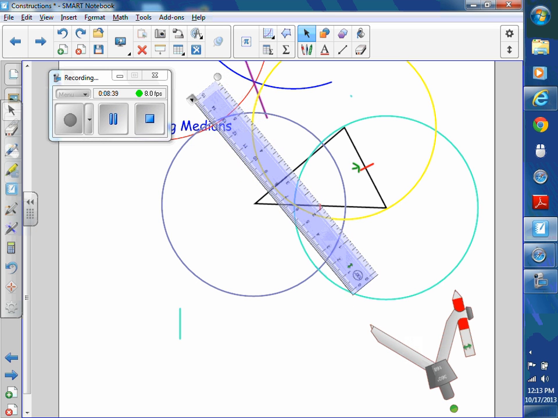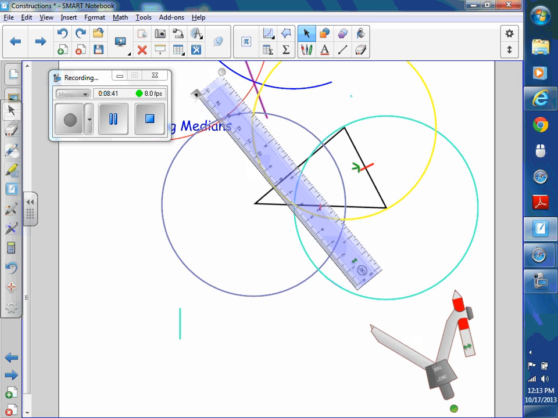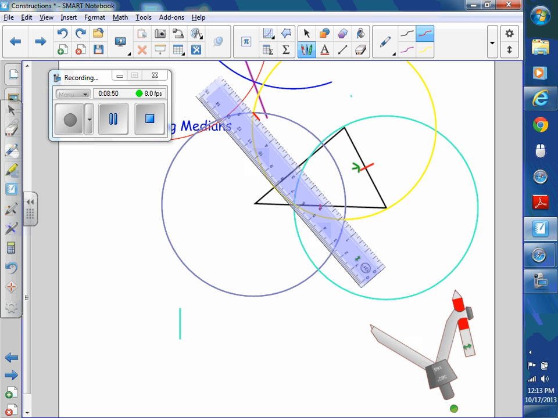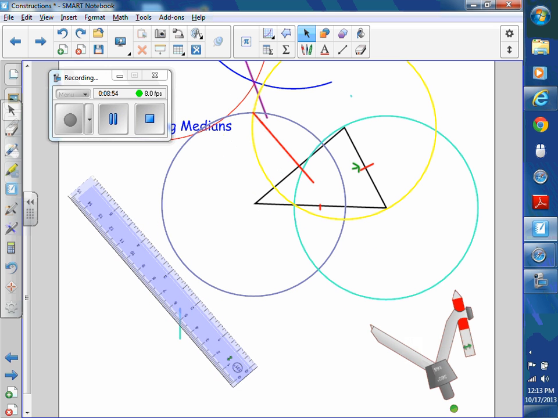Well, that is a confusing picture. Look at that. Okay, so it'll be right there. Does that make sense? Okay, so that gives me the midpoint. You can draw on your ruler.